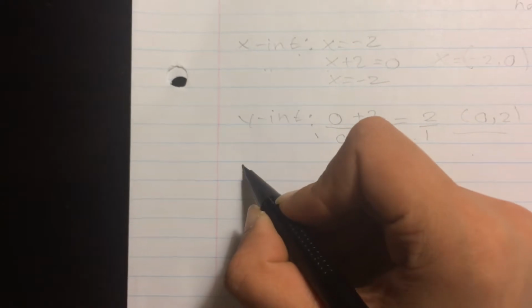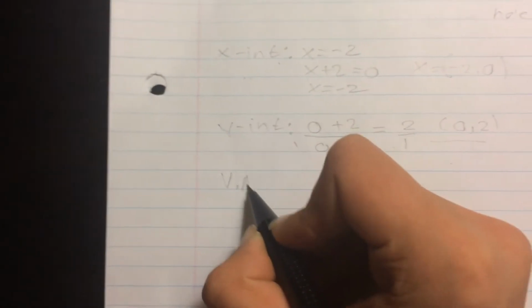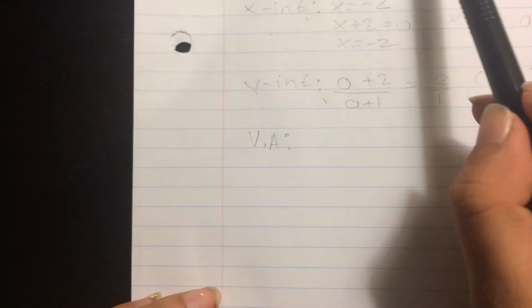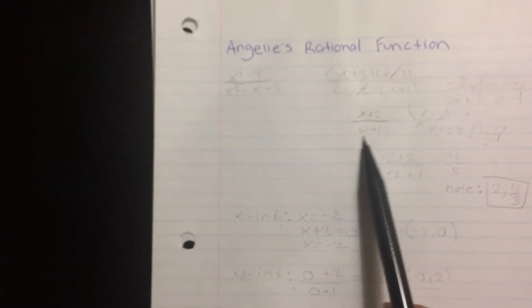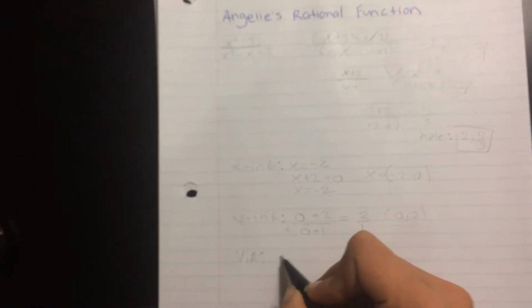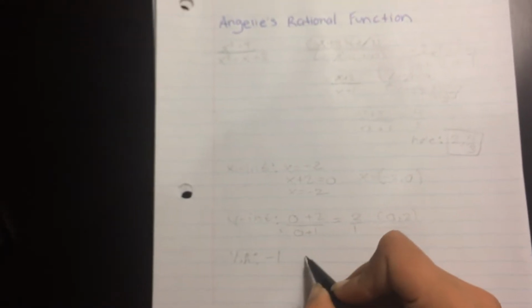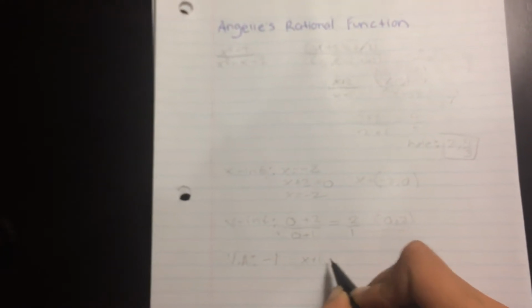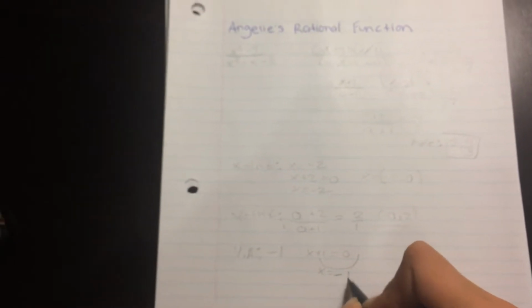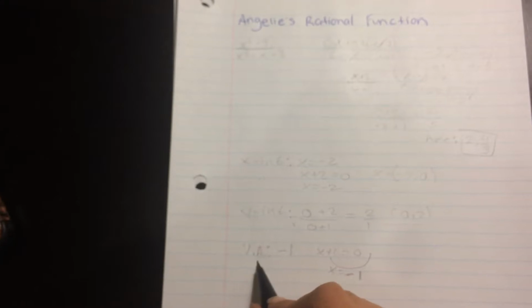I'm going to find my vertical and horizontal asymptotes. So now I have my vertical asymptote here. And for my vertical asymptote, I'm just going to use x plus 1, which is up here. And then I'm going to do the mental switch, which is going to give me negative 1, because you can set it to 0 and isolate for x, which will give me negative 1, and that's our vertical asymptote.